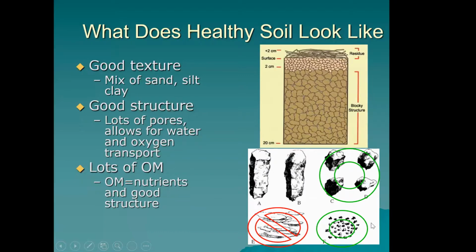Usually good structure is going to look like this granular structure up in the A horizon, this blocky structure down in the B horizon, and it will not look like this platy structure. This is your compacted soil. That's what you want to avoid.